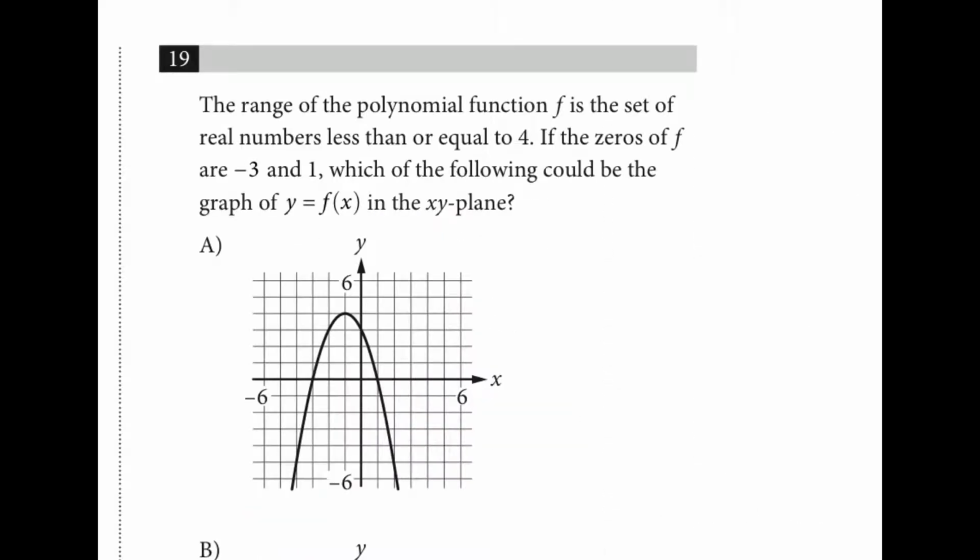19 gives us a couple pieces of information about this graph. They tell us the zeros are -3 and 1. So that means we should be crossing here at -3 and here at 1. And they tell us that the range is less than or equal to 4. So if this is 4 here, then it's going to look something like this.